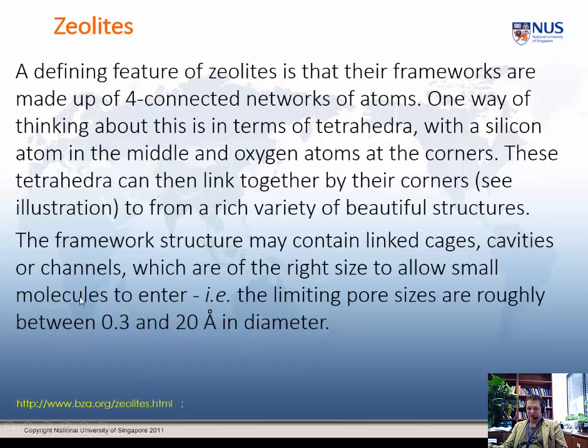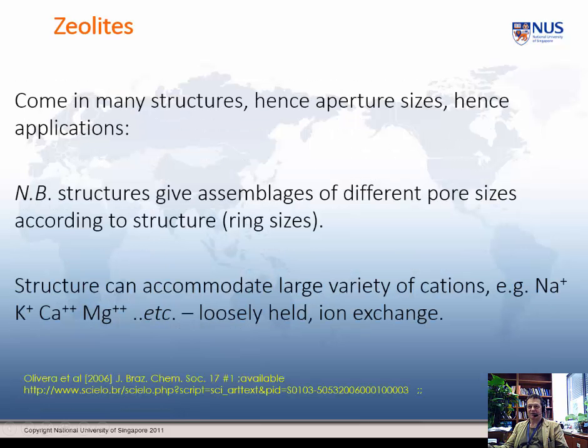So this means that they become molecular channels, places where certain molecules only can fit. Now the type of range you've got here is typically between 0.3 and 20 angstroms in diameter. So that's a good size if you're working as a mechanistic chemist.